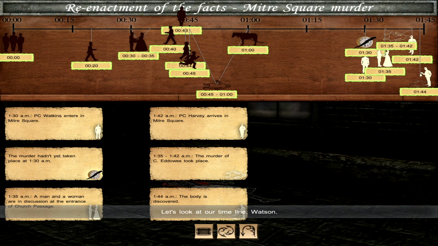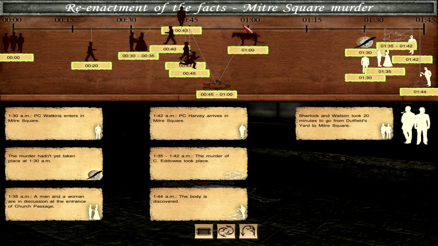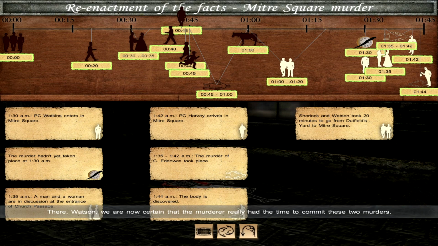Let's look at our timeline, Watson. Well, we know it takes 20 minutes to get from... Yeah, so... This is when the body was... This guy tried to pull in, so he had 20 minutes to get to... Yeah, he would have easily got there in 20 minutes, wouldn't he? There, Watson. We are now certain that the murderer really had the time to commit these 2 murders.